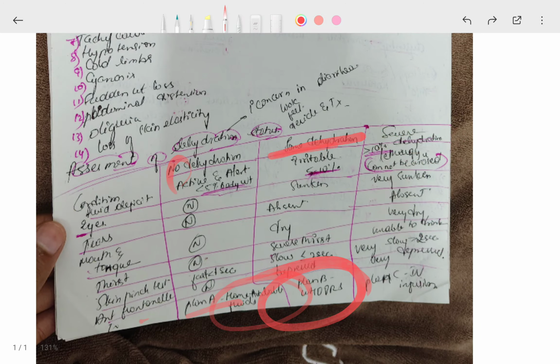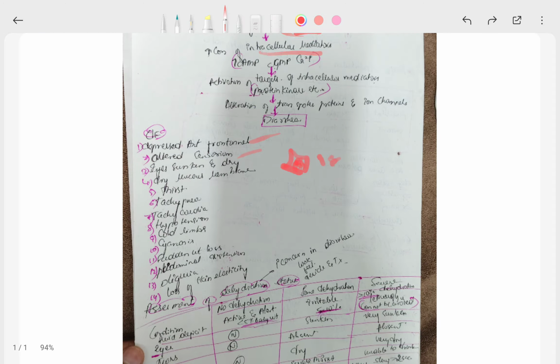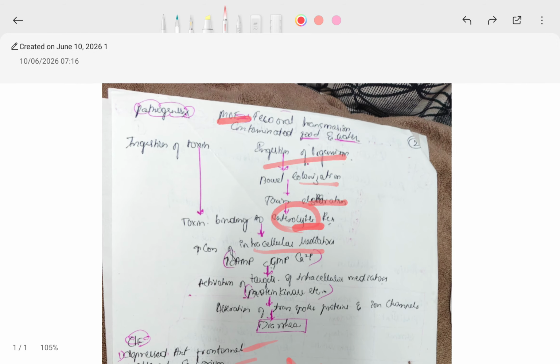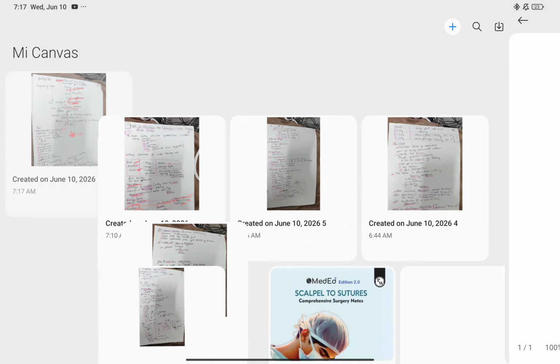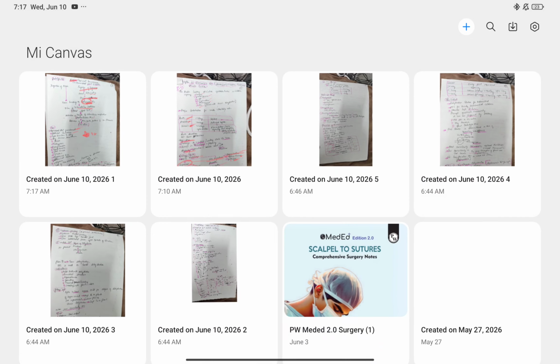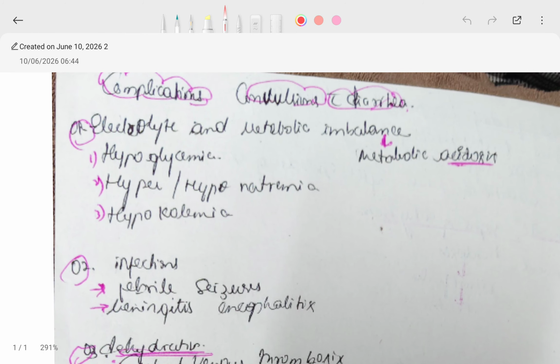So in this page you learnt how you will assess clinical features and pathogenesis of diarrhea. And now we will see what are the complications of diarrhea. If diarrhea occurs, what are the complications you need to face, we'll see.